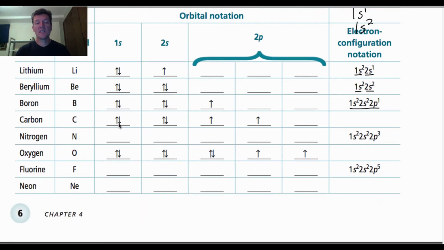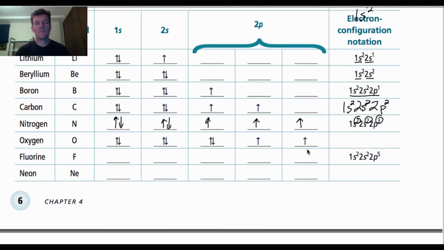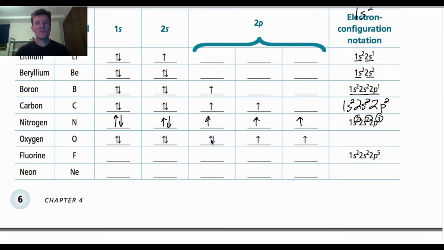Carbon has 6 electrons. So we got 2 in the 1s, 2 in the 2s, 1s2, 2s2, and then 2 in the 2p's. Nitrogen is going to have 3, 4, 5, 6, 7. See, I can count how many electrons by looking at the configuration. And I know how they're going to fill as well. They're going to start to fill the 1s, then they're going to fill the 2s, then they're going to start to fill individually this energy level here, the 2p's, 1 in each. 1s2, 2s2, 2p3.